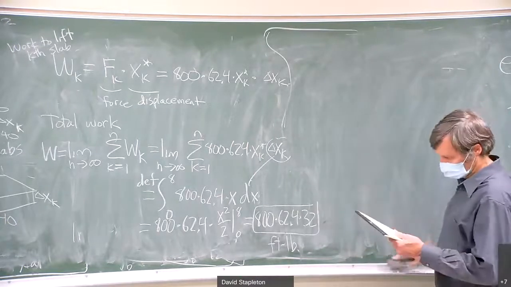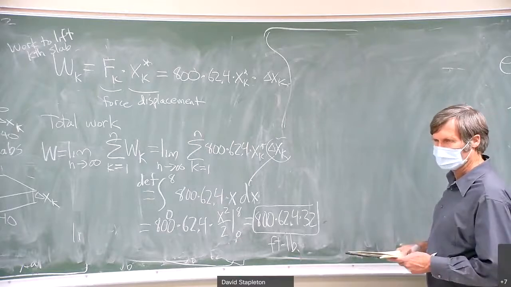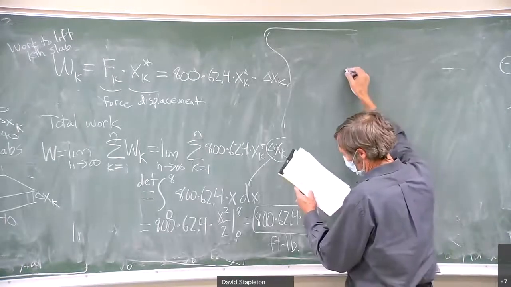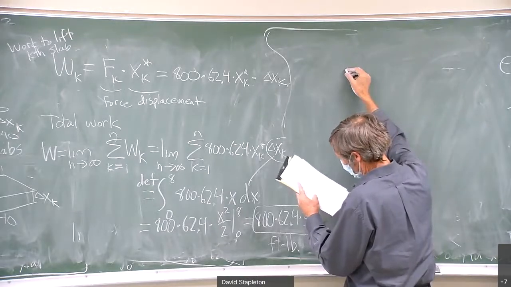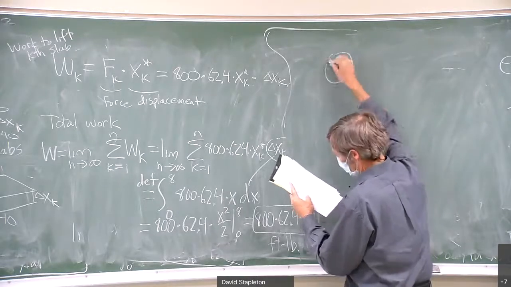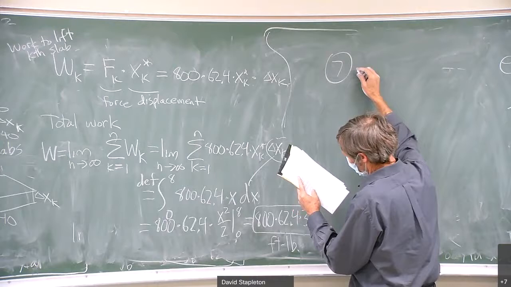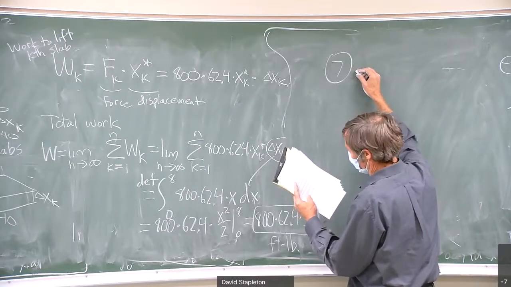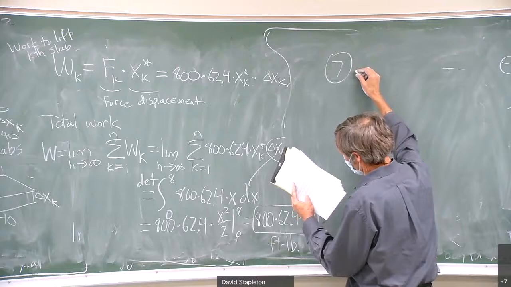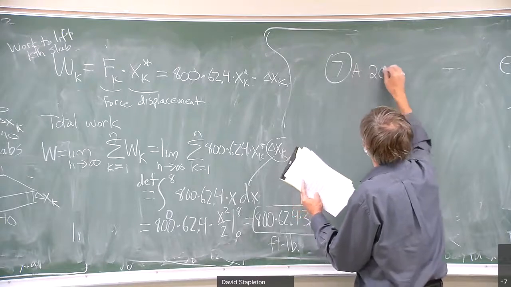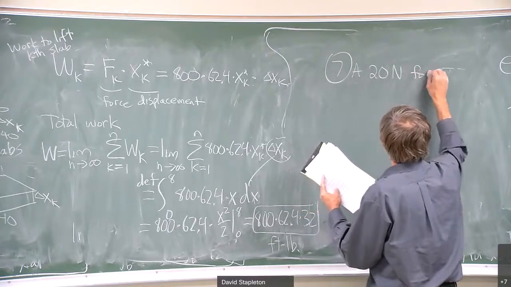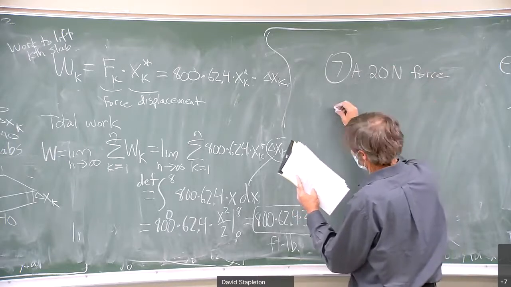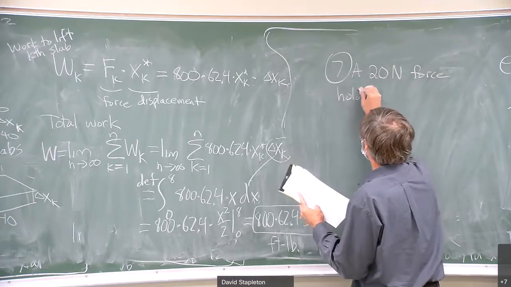Okay, what else should we do? If you want to see the word problem with the spring, it's easier. Is that good? Okay, let's try that one. Number 7. A spring is attached to a mass on a frictionless table. So this is going to be in the metric system this time. A 20 Newton force holds a spring at 15 centimeters from equilibrium.